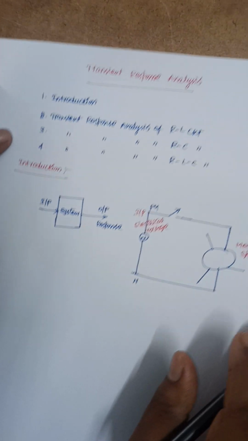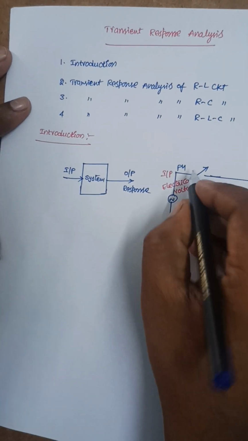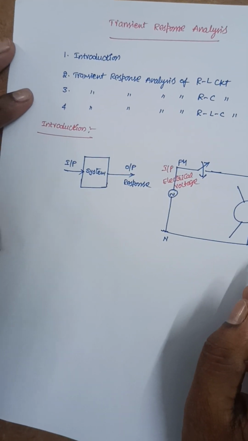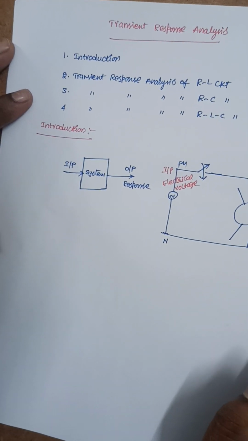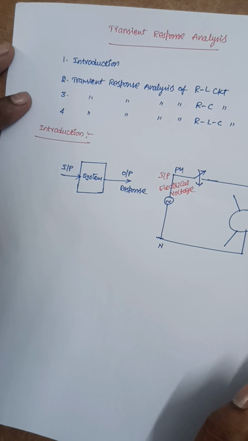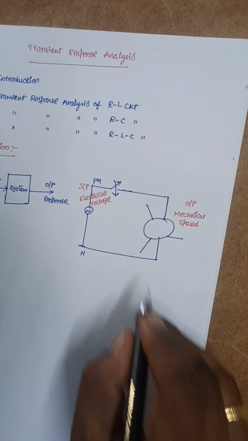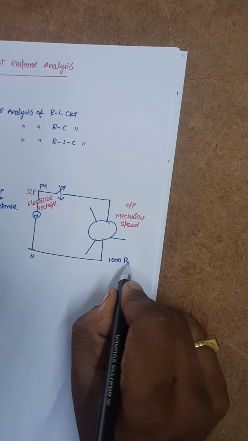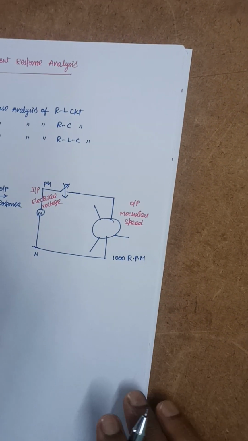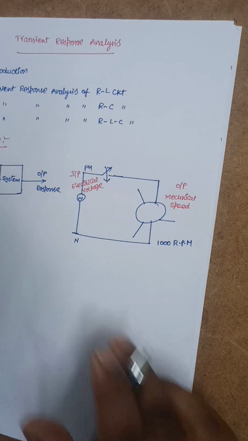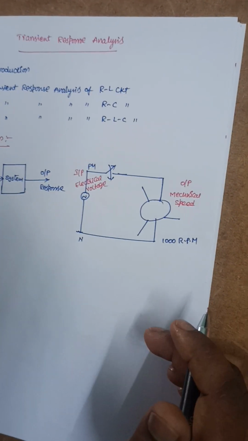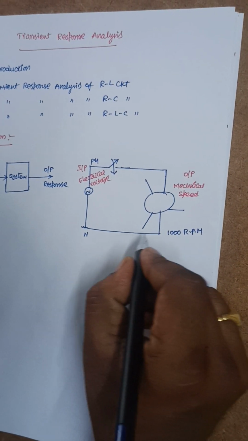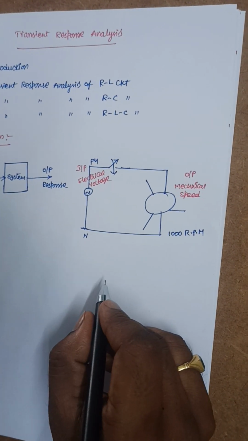Now if you switch on the fan, what happens? This fan will rotate. Suppose let us assume the full speed of the fan is 1000 rpm. Whenever we switch on the fan, will it rotate with its full speed? No, it doesn't rotate with its full speed. Slowly it is trying to reach its full speed of 1000 rpm.